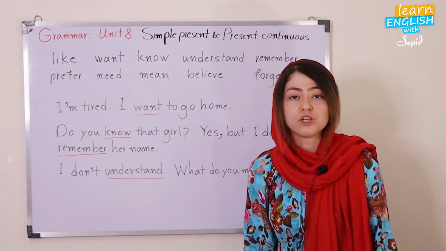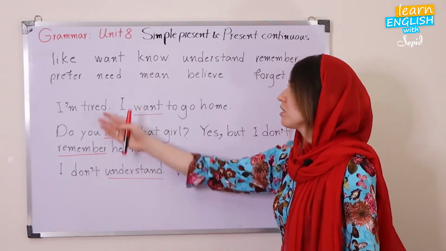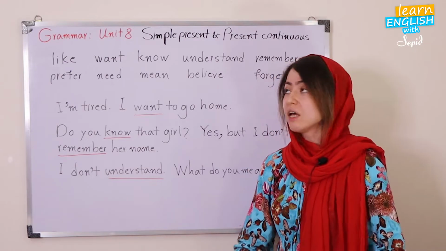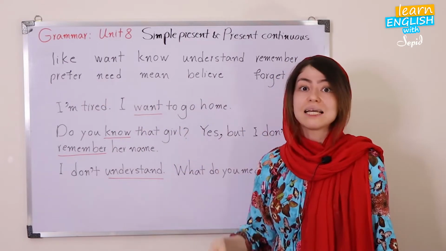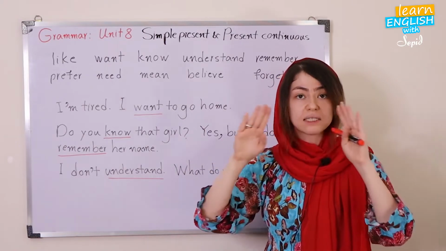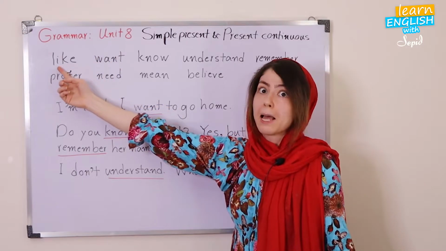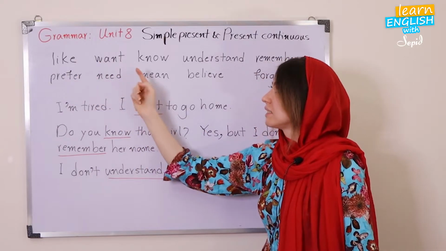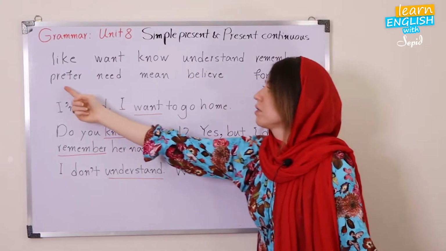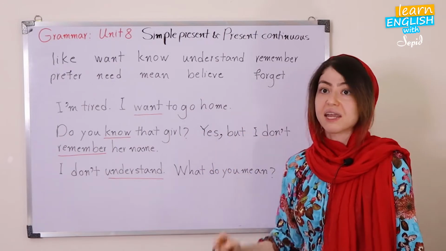Now, let's get to know some verbs which are not used in continuous tense, okay? There are some verbs which are not used in continuous tense at all, okay? Pay attention to these verbs. So, these verbs are called state verbs, okay? They show our feelings, okay? They cannot be seen. They are not actions. Pay attention, okay? So let's go. Verbs like want, know, understand, remember, prefer, need, mean, believe, forget.